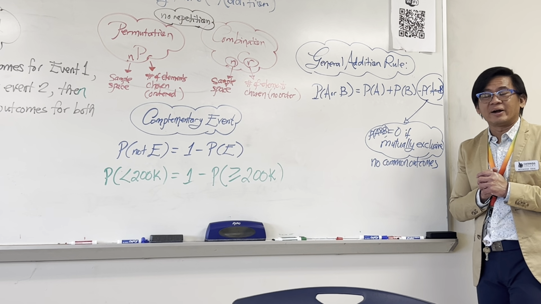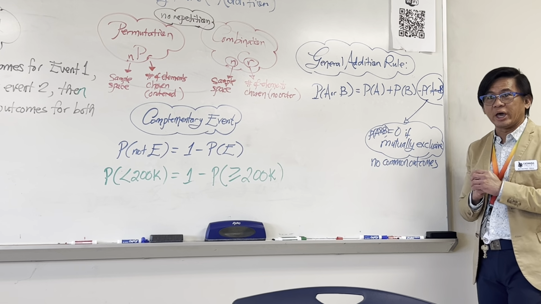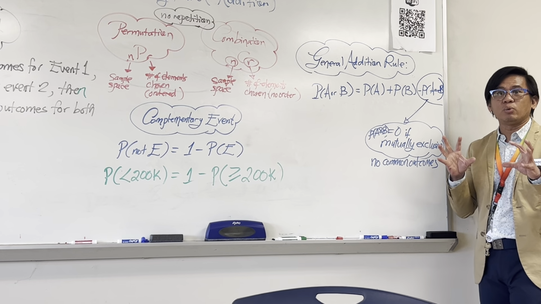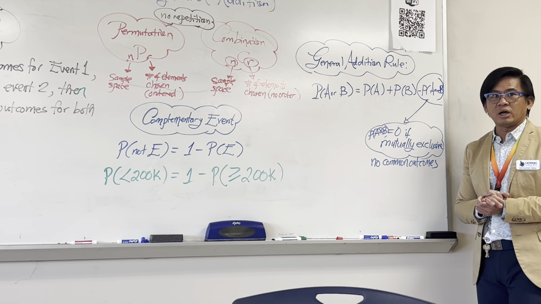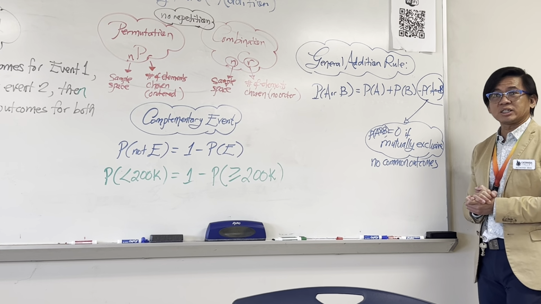Wait, can you say that one more time? All right. Again, if there is no way that events A and B will happen at the same time, then they are what we call mutually exclusive events.